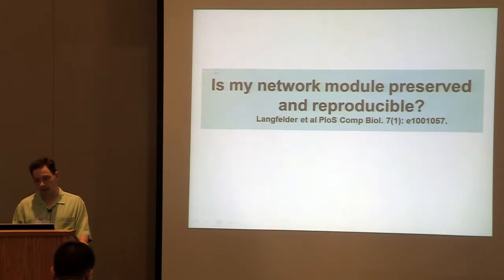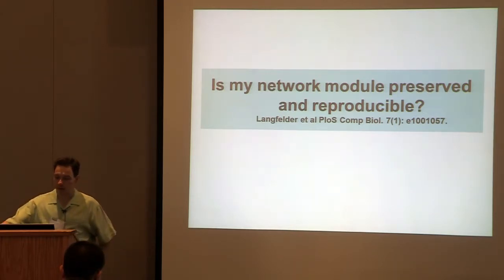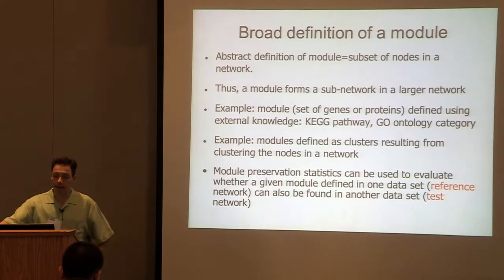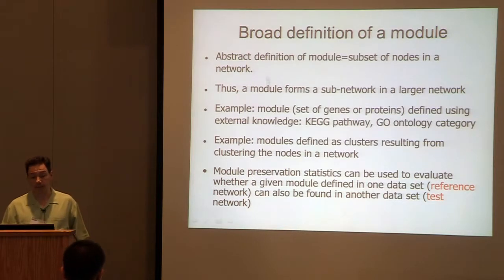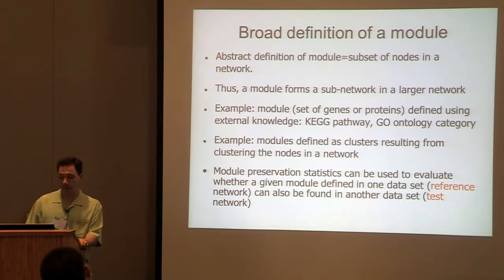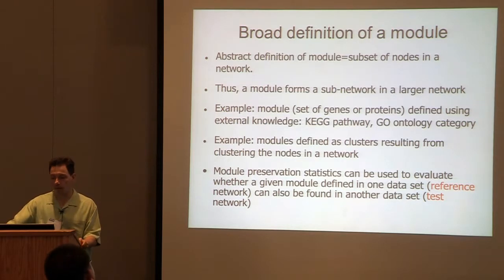And now I describe results from this article whose title says it all: is my network module preserved and reproducible? In this article, we took a very broad definition of a module. We have a very abstract definition, which is that a module is simply a set of nodes, any set of nodes in a network. For example, a module could be a KEGG pathway, apoptosis genes, or a gene ontology category.